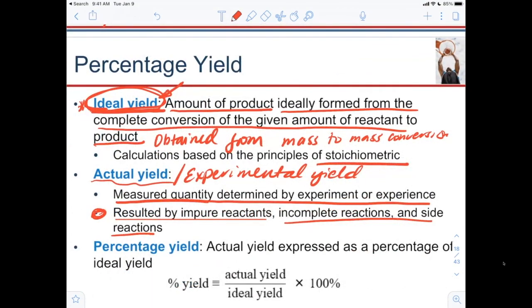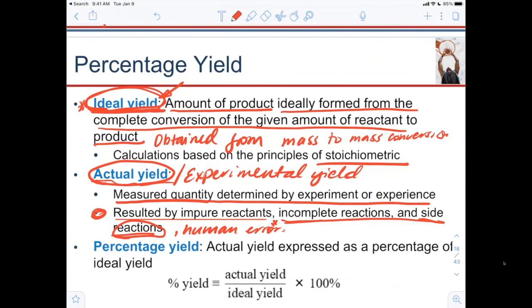Because this is real life. You go to the lab, your reactants were not pure, they're contaminated. You got some cheap reactants. Sometimes you're impatient and have incomplete reactions, or you got some side reactions, reactions that you did not expect to have, or you have human error. Life happens. What do these do? These affect the quality and the amount of product. So this is the actual yield, what you make in the lab.